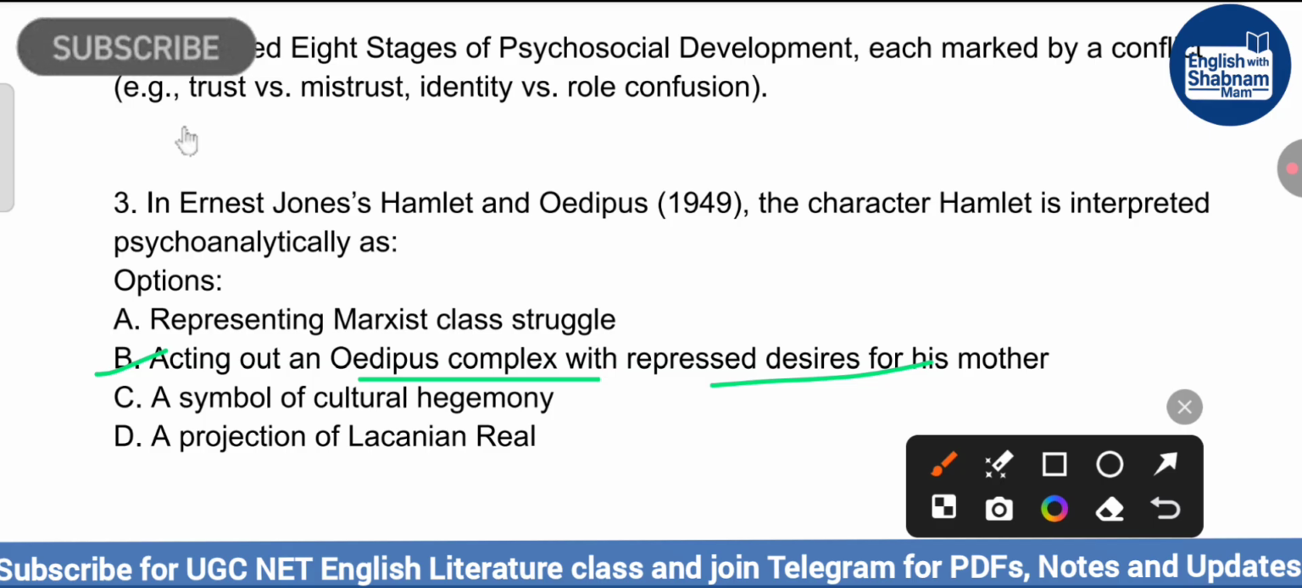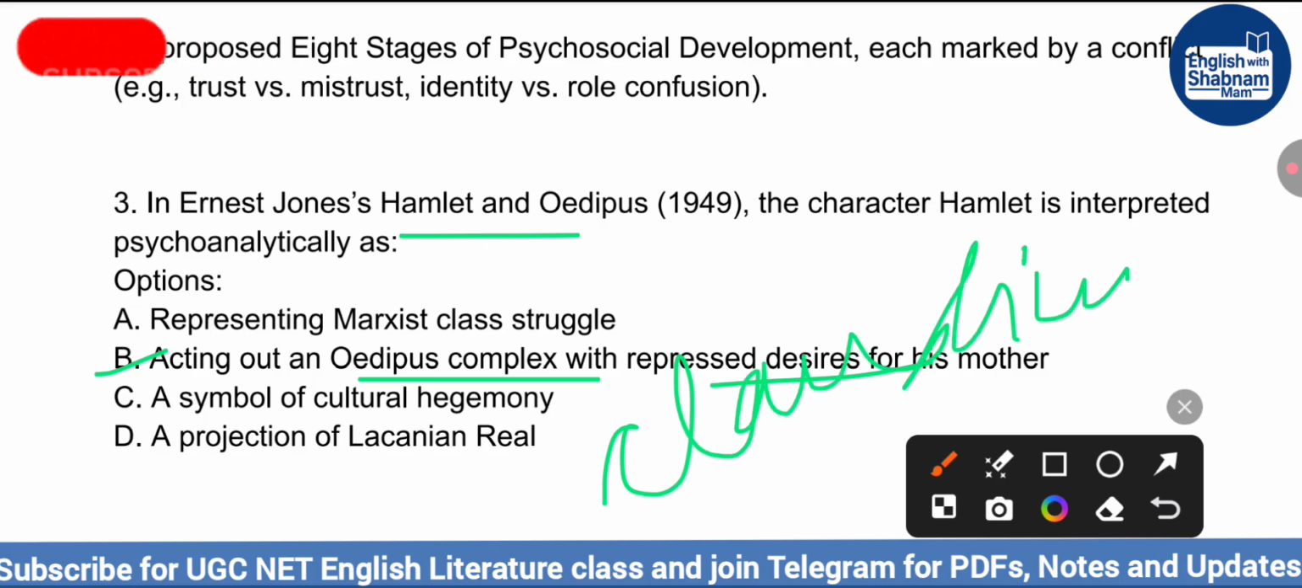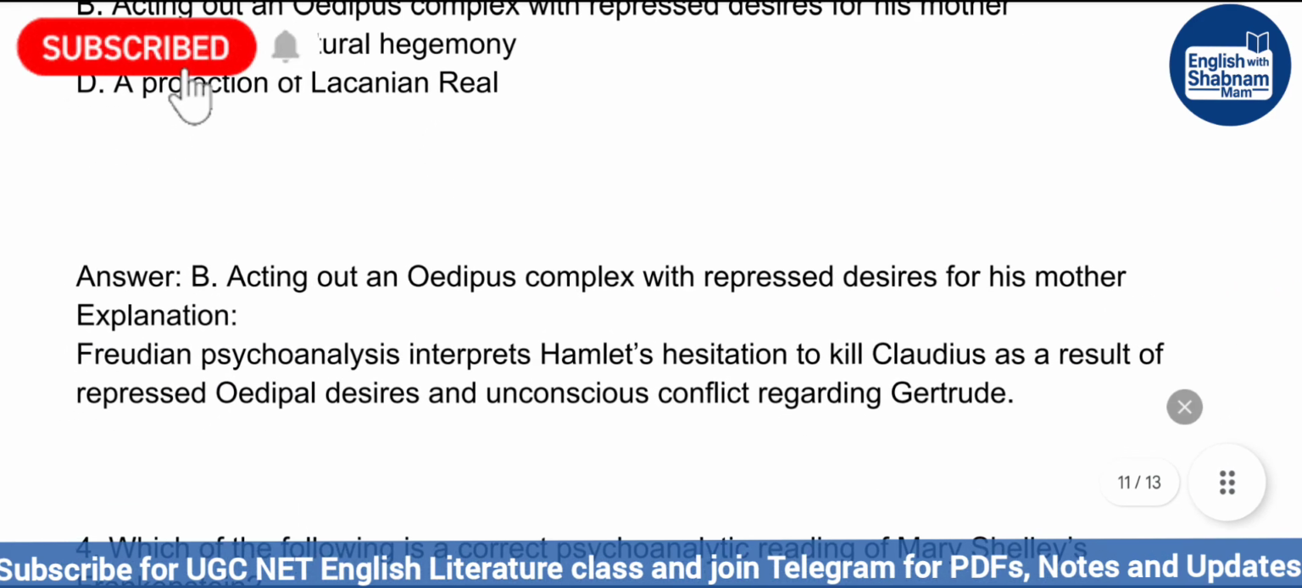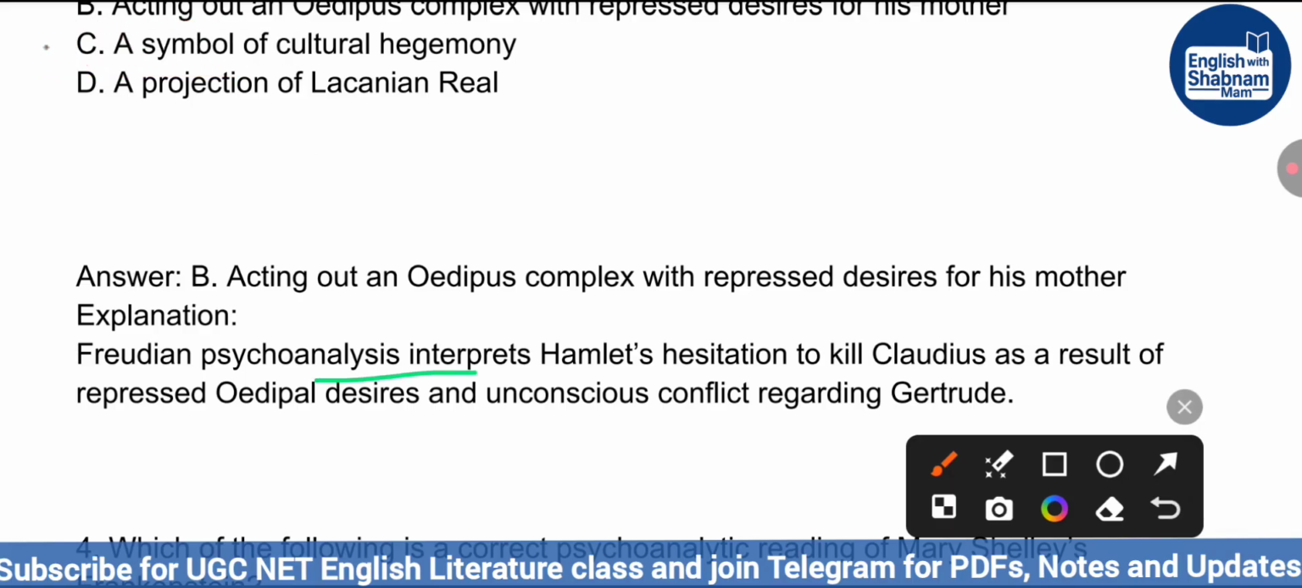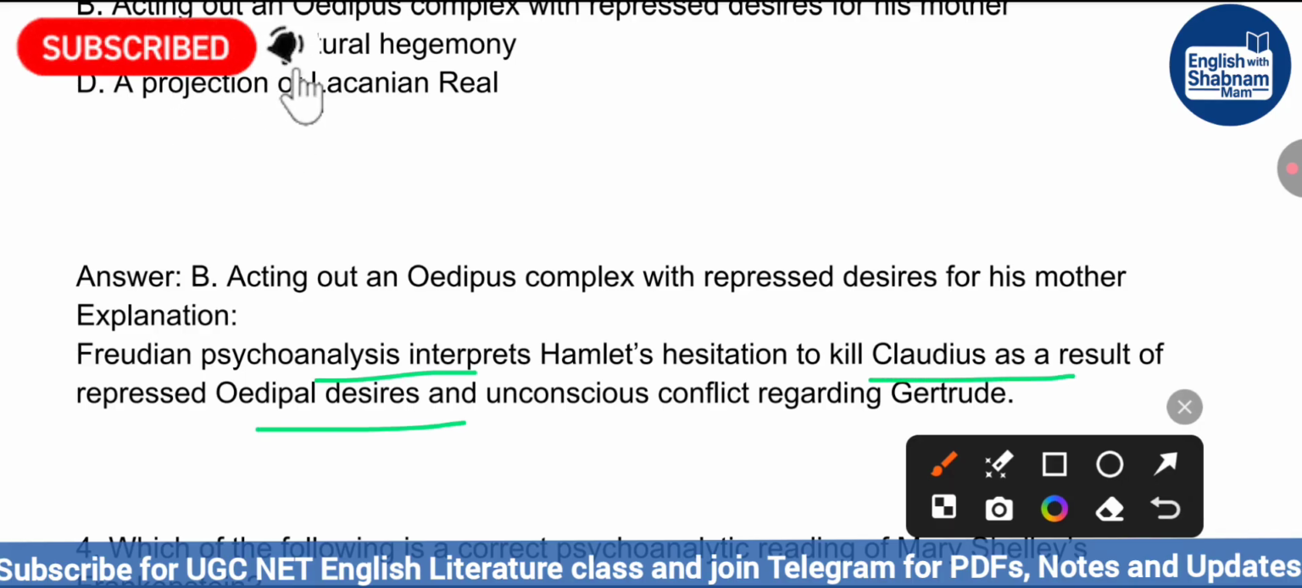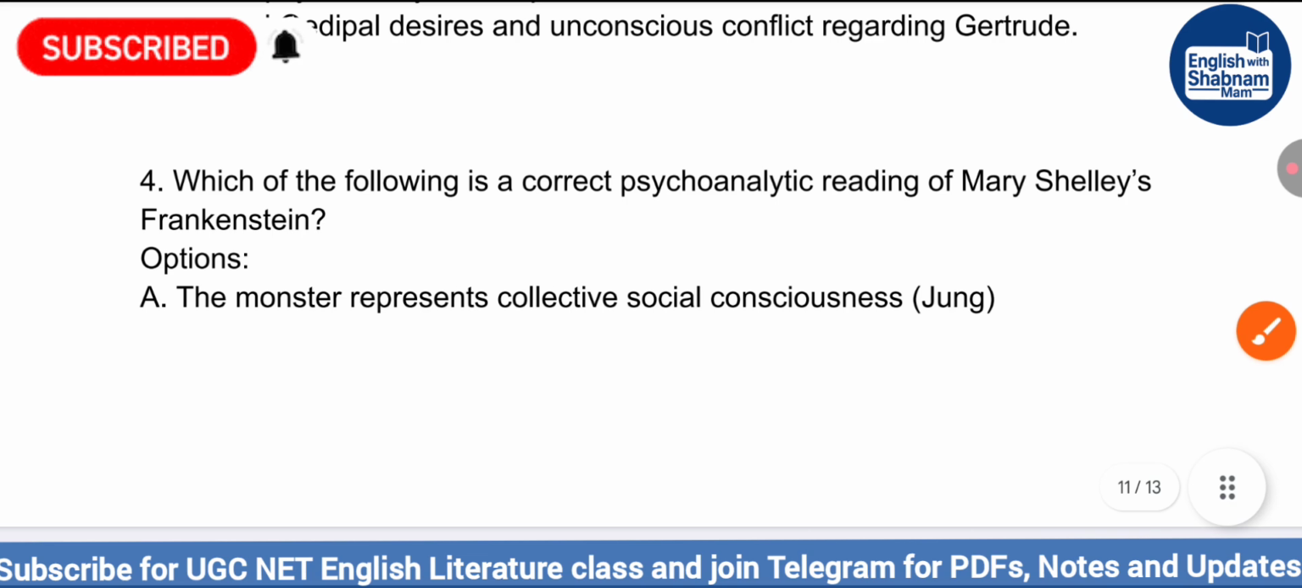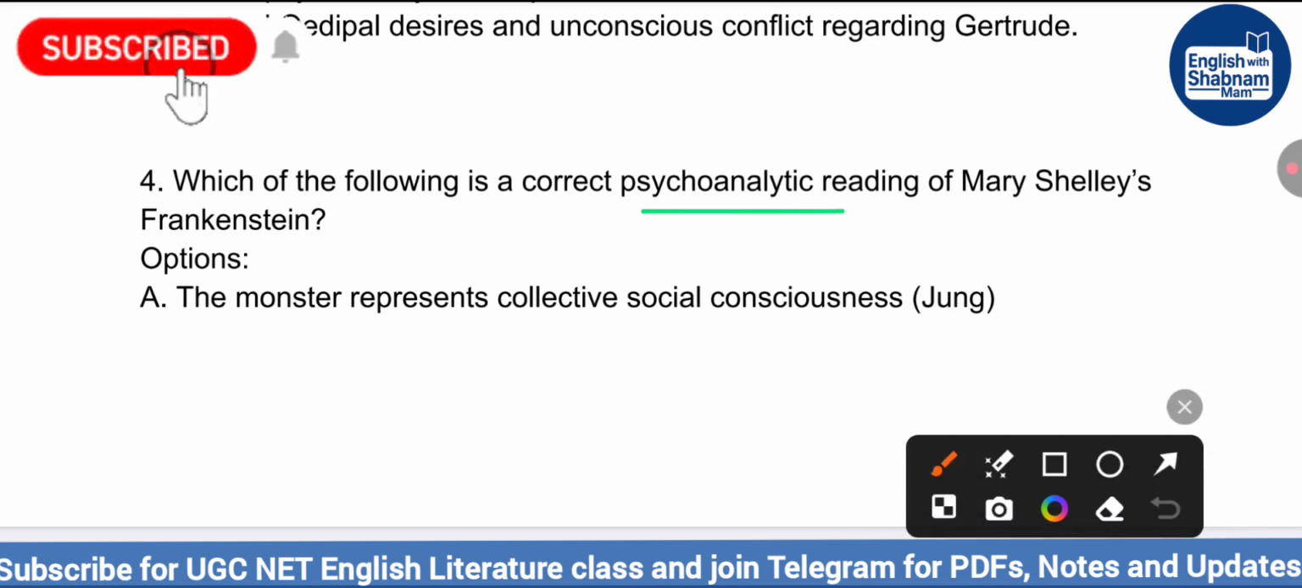So I told you that different literary theory provides a different framework, a different lens to judge a work. So if you are judging the work by Shakespeare, Hamlet, here you psychoanalytically judge the work by thinking like this: that Hamlet holds a desire for his mother Gertrude, and that is why he is taking so much time to take revenge on his uncle Claudius. This was the thinking. Okay. So option B is the correct answer. According to Freudian psychoanalysis, Hamlet's hesitation to kill Claudius is interpreted as a result of repressed Oedipal desires and unconscious conflict regarding Gertrude, his mother.